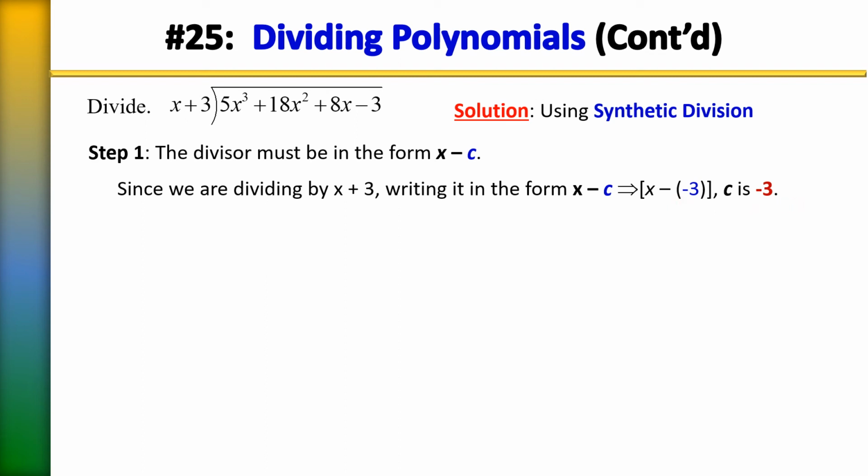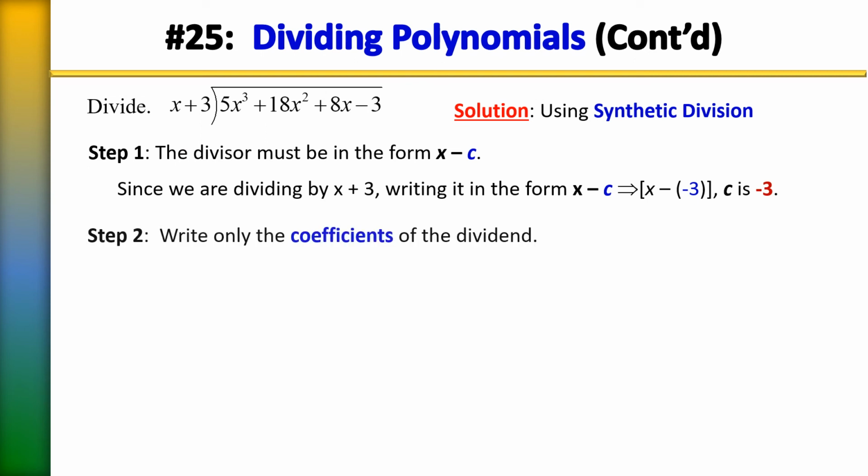Now if that confuses you, just know that whatever the divisor is, in this case x plus 3, just think of the opposite. Then just think of negative 3, the opposite. Or what you can do is solve for x. If you set this equal to 0 and solve for x, what you have is x would equal negative 3. So that's another way to look at it.